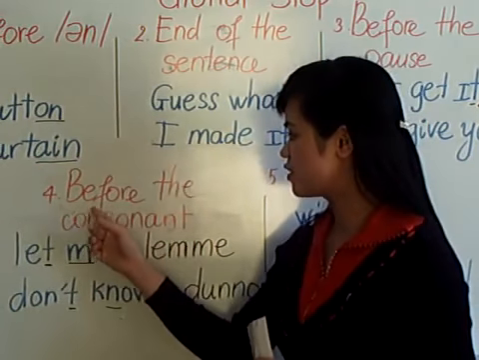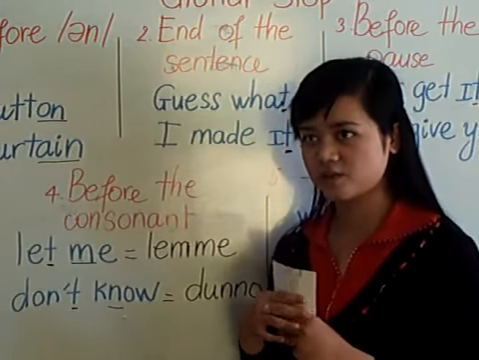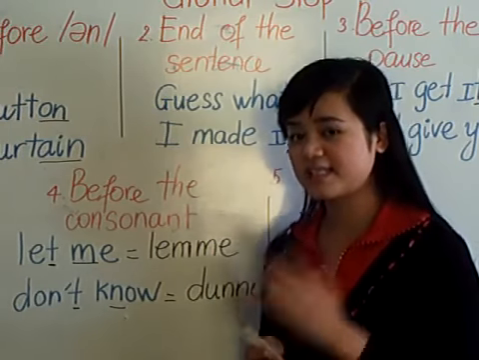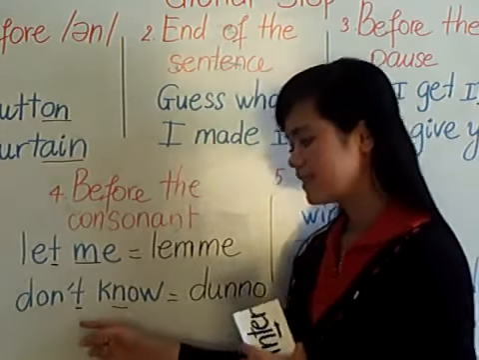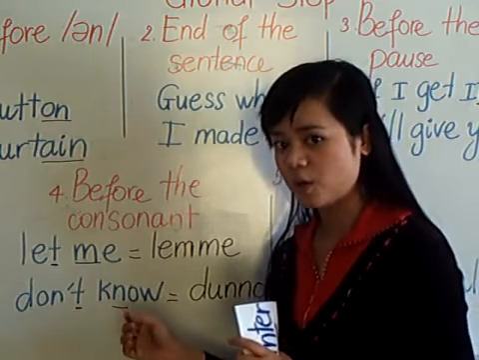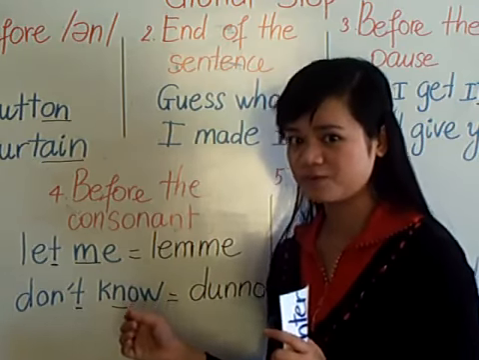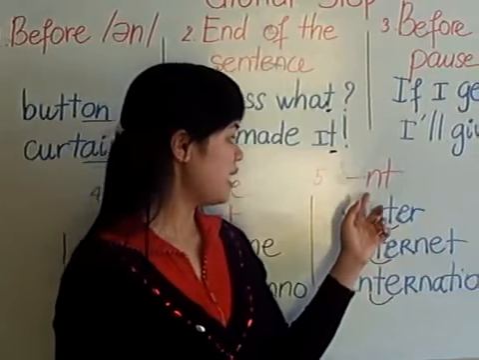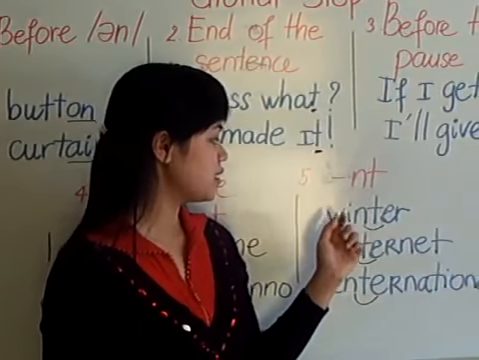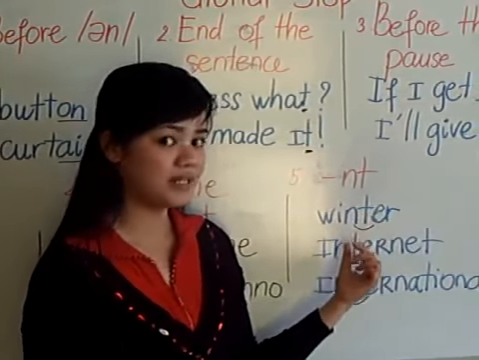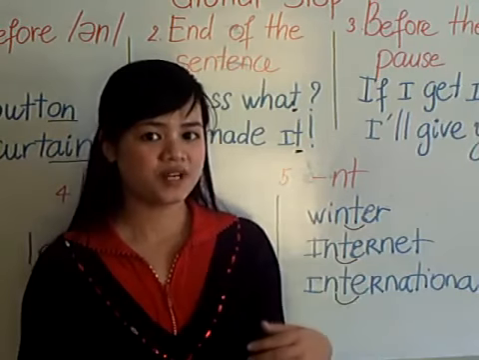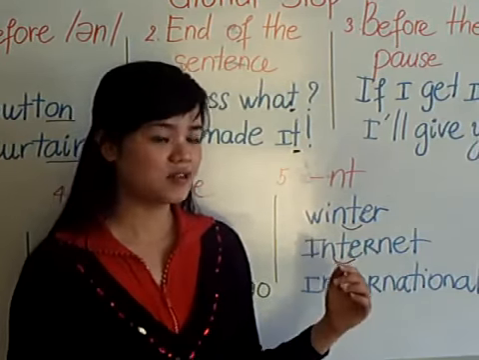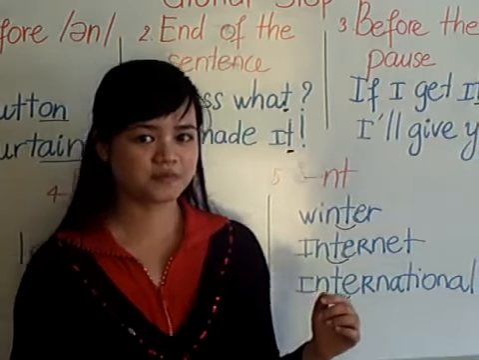Letter T goes before the consonant sound, so the start of the letter T is cut off. Just say "let me," or instead of saying "I don't know," say "I don't know." The last, when N goes with T, so you drop out the letter T and link these two, so you say "winner," or "internet," or "international."